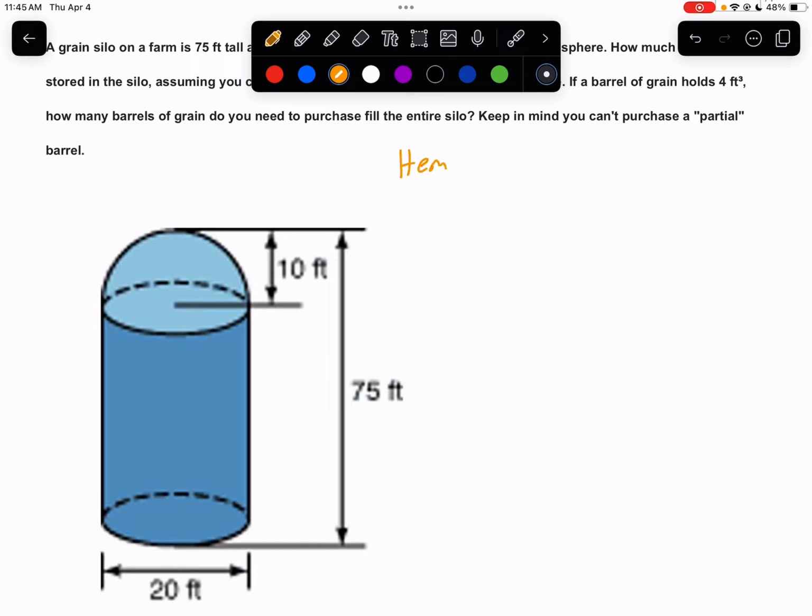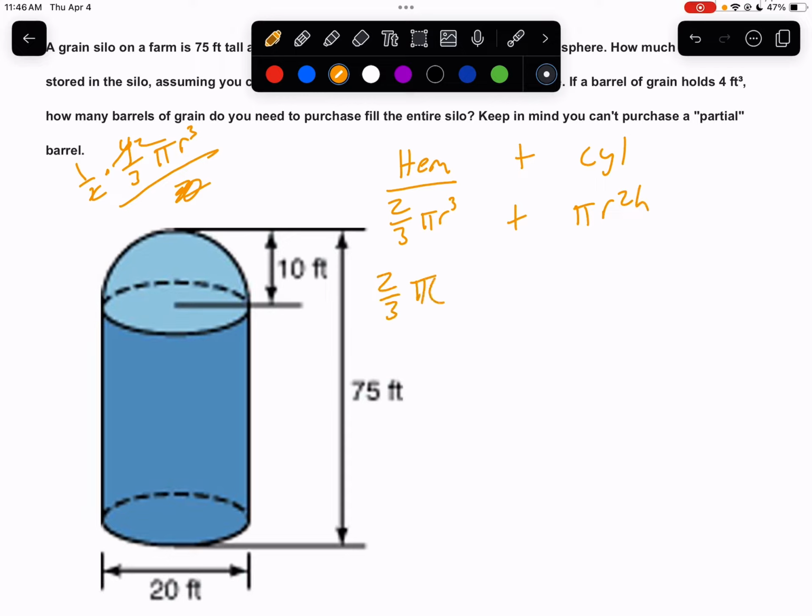We're going to do hemisphere plus cylinder. A hemisphere is going to be 2/3 pi r cubed, right? If a full sphere is 4/3 pi r cubed, and you cut that in half, remember that division is the same thing as multiplying by the reciprocal. Well, the 4 and the 2 cancel out. It's 2/3. Or just, what's half of 4/3? 2/3. Plus a cylinder is going to be pi r squared h. So it's going to be 2/3 pi times 10 cubed. That's the hemisphere. Plus pi times 10 squared.